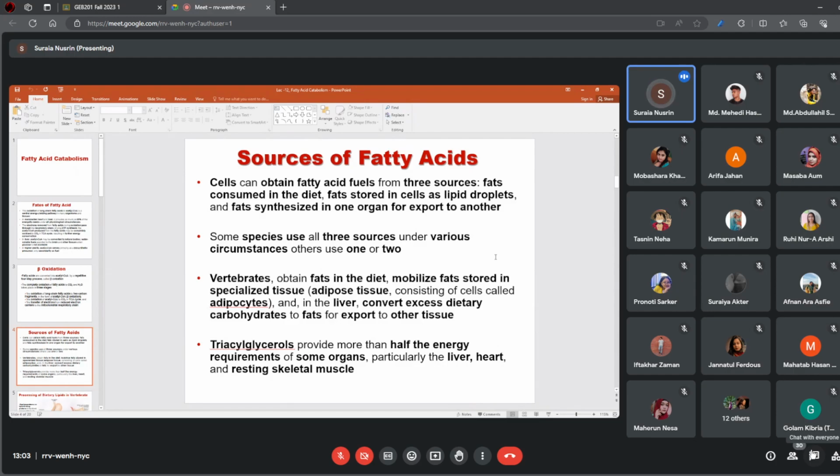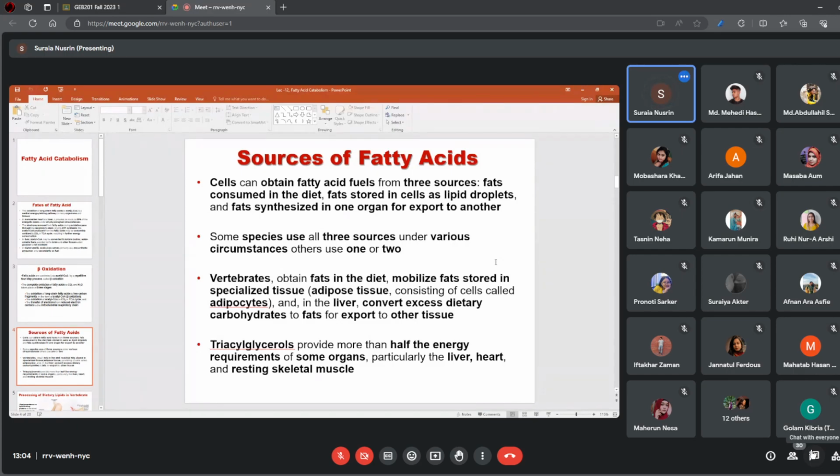So in this case, if we compare in the same way with glucose, what is the source of carbohydrate we are getting from diet, carbohydrate which is stored in our cells, and then we are also synthesizing carbohydrate from non-carbohydrate sources. So same thing, gluconeogenesis also occurs in the liver of vertebrates.